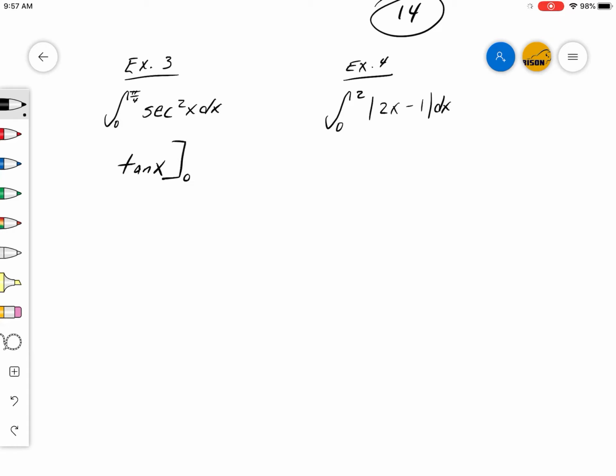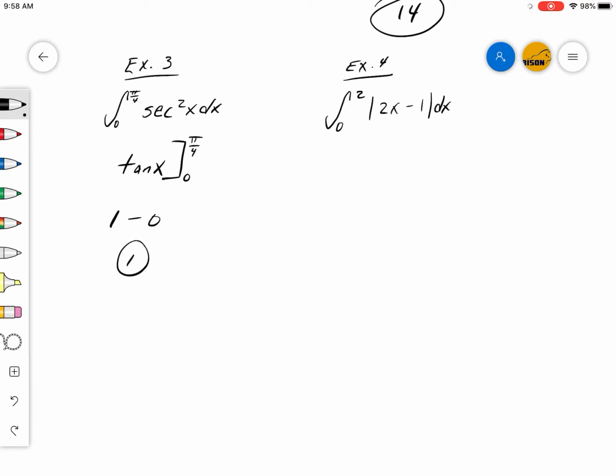So the integral is tangent x, and we'll be doing that from 0 to pi over 4. So now I just got to plug in pi over 4. Tangent at pi over 4 is actually 1, and then tangent of 0 is actually 0. Okay, so this one was actually pretty easy. That puts us at 1.